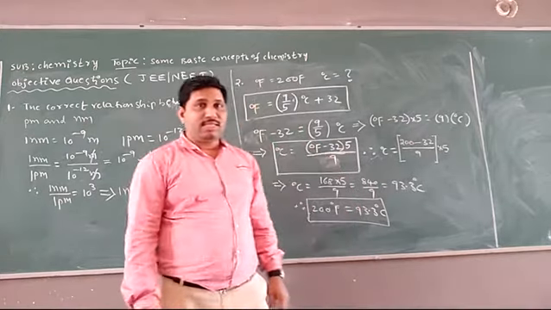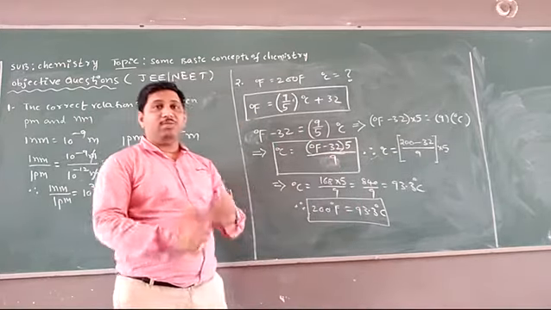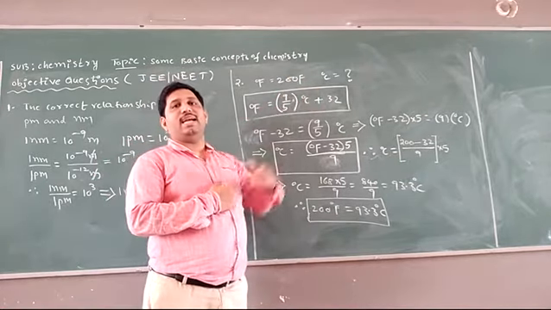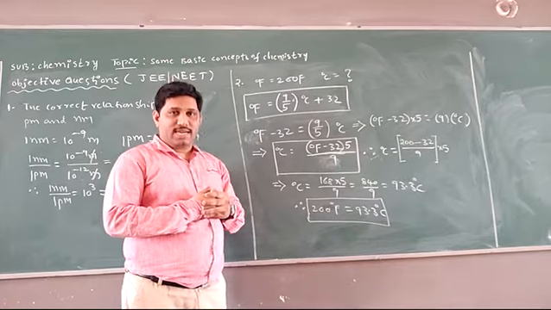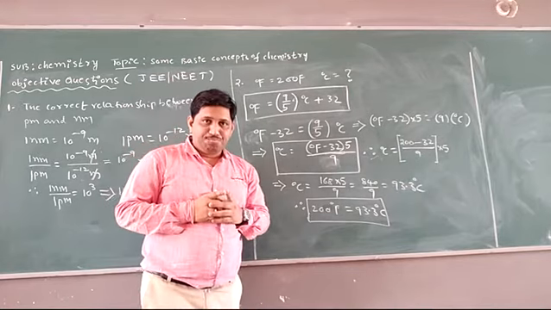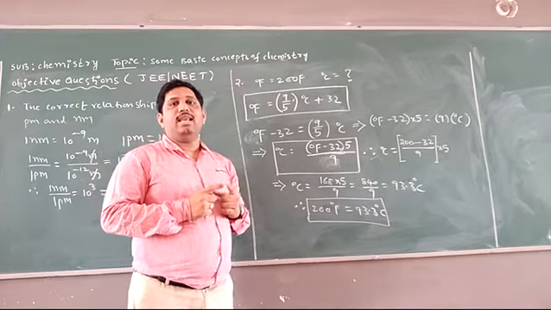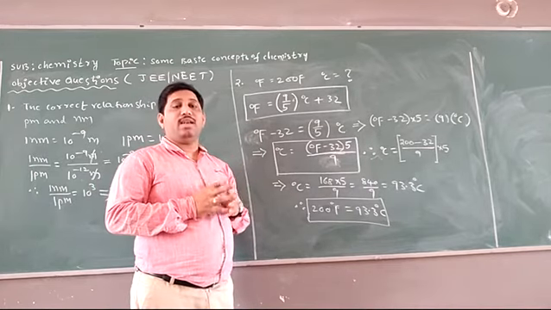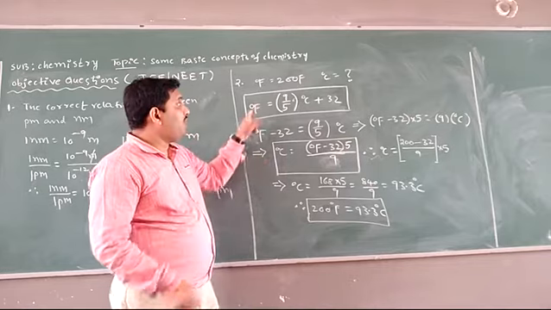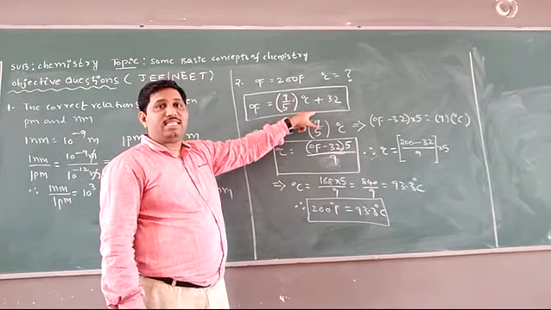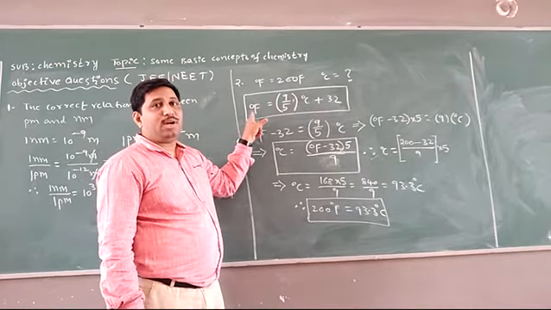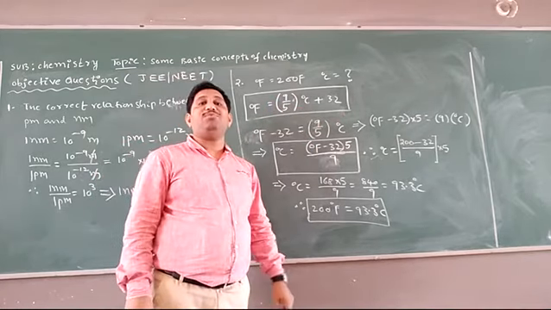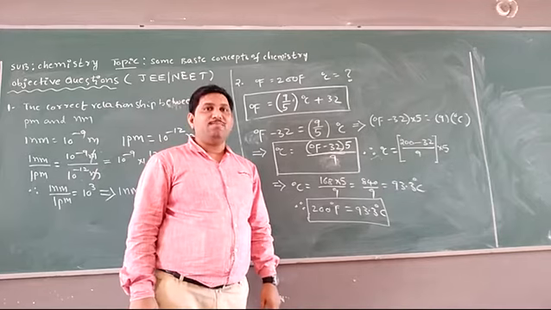Okay students, next objective question, that is conversion. Convert 200 degree Fahrenheit into centigrade. We know that the Celsius scale temperature can be converted into Fahrenheit scale as well as Kelvin scale. The relation between the Fahrenheit scale and Celsius scale is given by degree Fahrenheit is equal to 9 by 5 into degree centigrade plus 32.